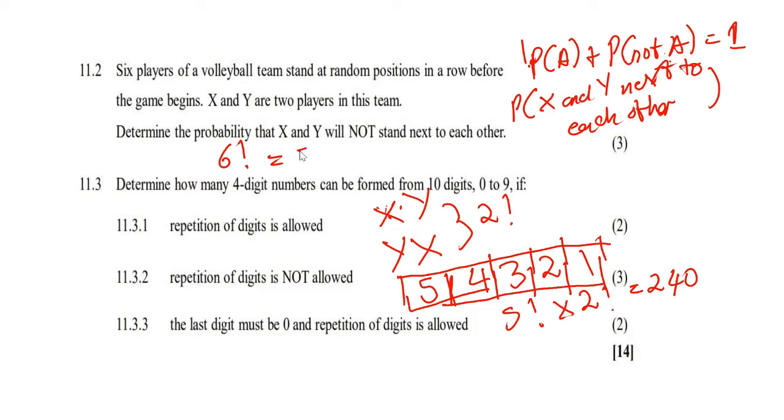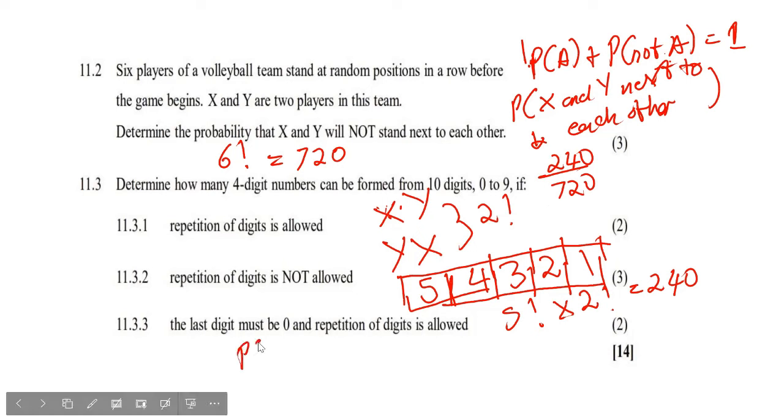So there's 720 arrangements that we can make from those players. Then as a probability, we can write that as 240 over 720. But remember, this is the probability that X and Y will stand next to each other. What are we looking for here? We are not looking for the probability of X and Y standing next to each other, but for the probability of X and Y not standing next to each other.